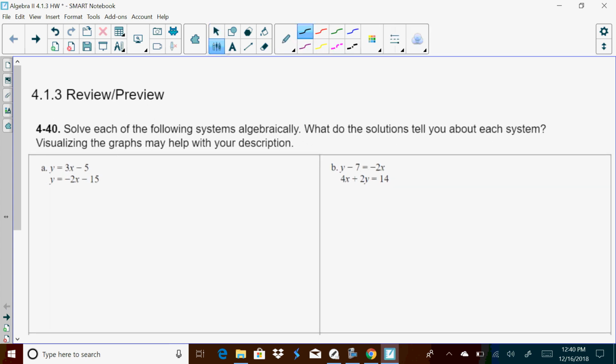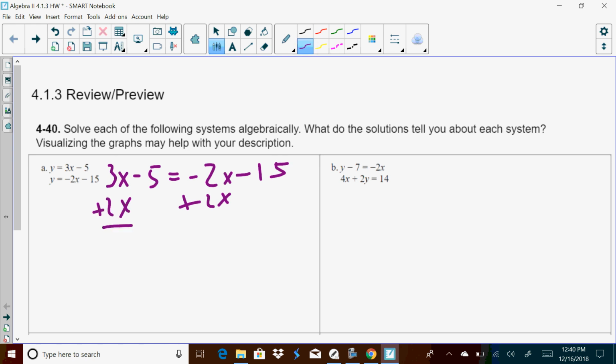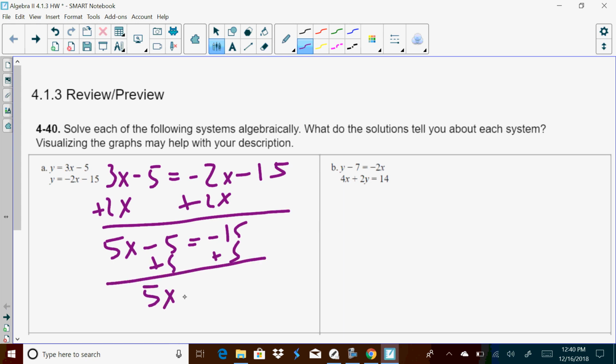each other. So I do 3x minus 5, negative 2x minus 15, 5x minus 5 equals negative 15. So x equals negative 2. Plug that back in, I end up with negative 11. So 2, negative 11 was my solution.